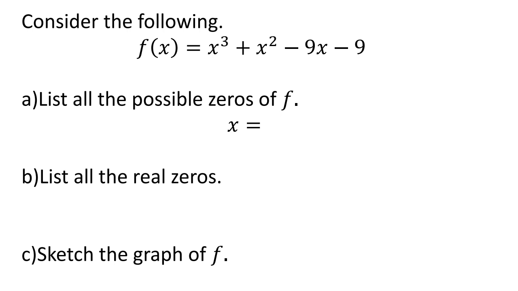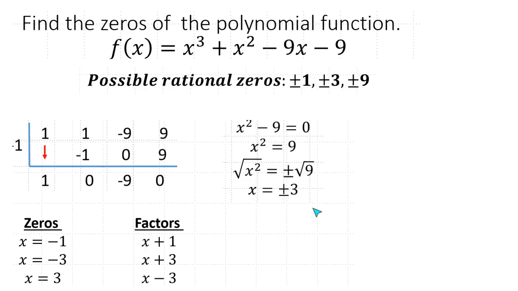So first, we want to list all the possible zeros. So we're going to do that. All right, so our possible zeros are 1, 3, and 9. If we use synthetic division, then we get 0, so that's good. And then we set it equal x squared minus 9 equals 0 and solve for x.